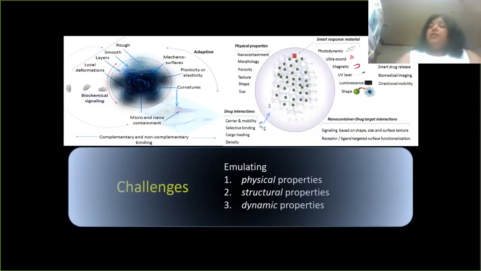But there are challenges. We have physical property challenges, structural properties, dynamic properties. So what can we do? The question is, can we change the surface roughness to make layers or any property which can integrate with other systems, so that other systems can sense this property and integrate with the system, and we can have adaptive behavior. If it is possible, we are trying, but we still have a long way to go.